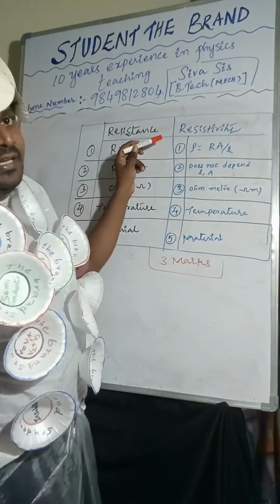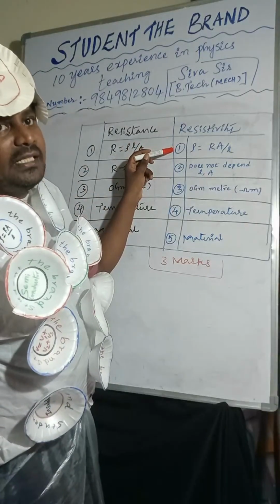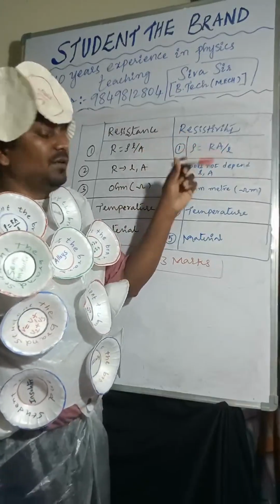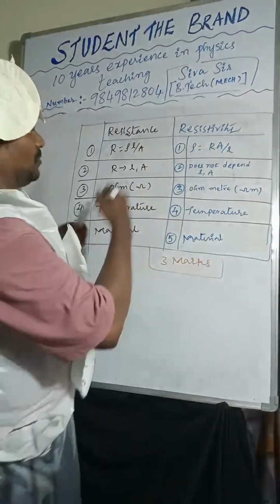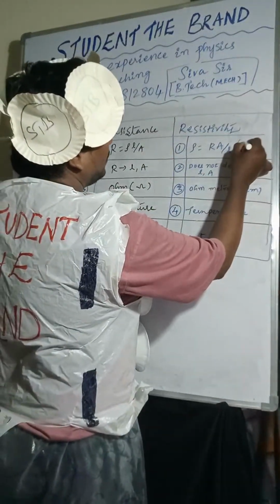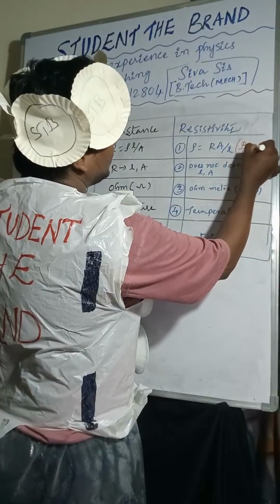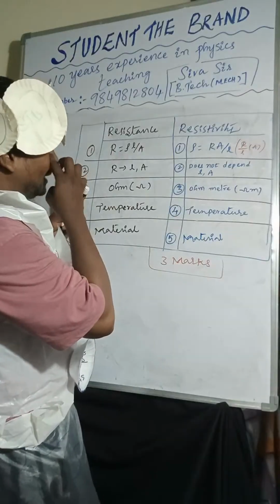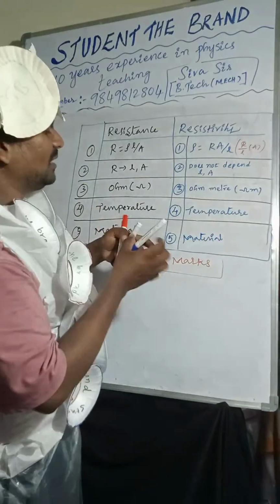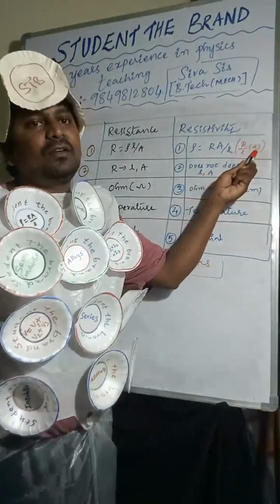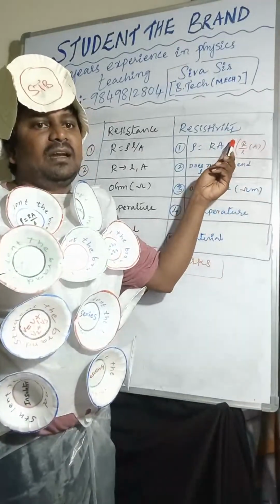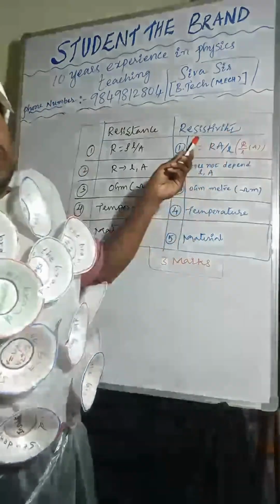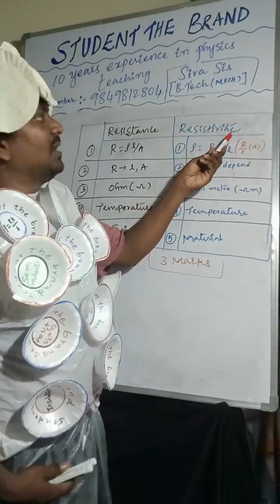Coming to resistivity, resistivity is nothing but the resistance of a conductor of unit length and unit cross-section area. Generally, this formula they will ask for 1 or 2 marks. If you divide in this way, you can identify the resistance of the conductor per unit length and unit cross-section area, which is nothing but resistivity.